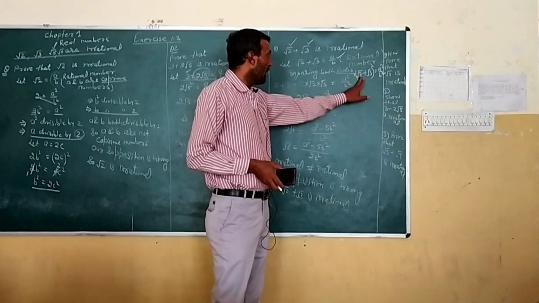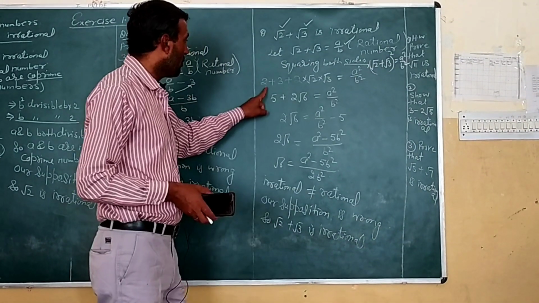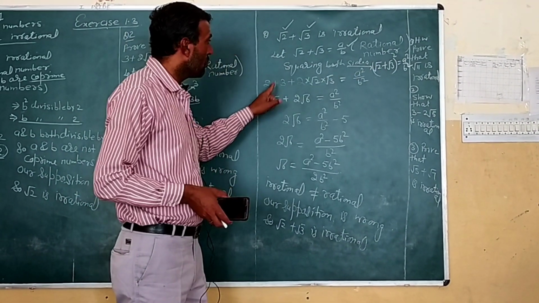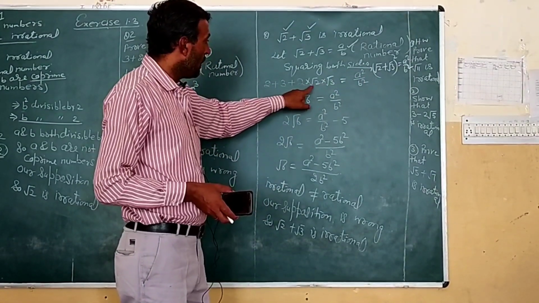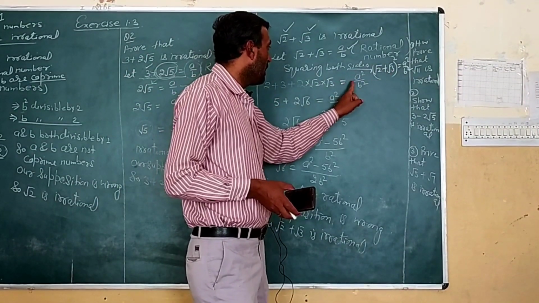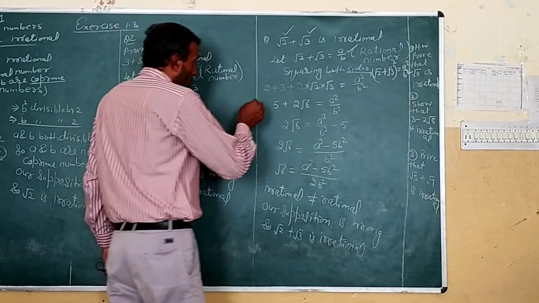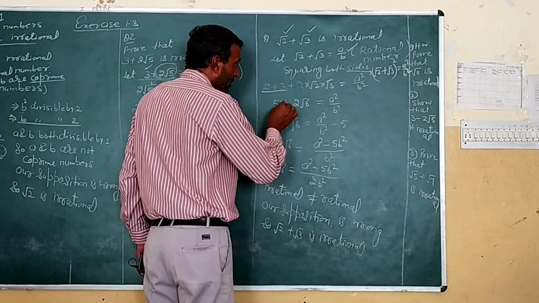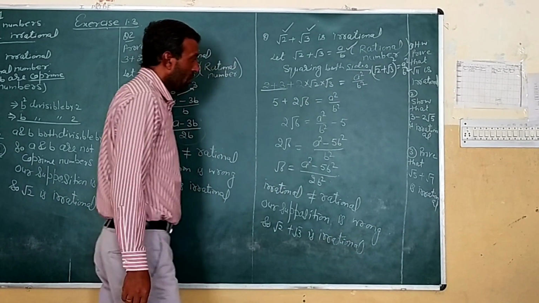Now we have to apply the identity. Root 2 plus root 3 whole square means a square, root 2 square is equal to 2, root 3 square is equal to 3, plus 2ab, 2 into root 2 into root 3, is equal to a square by b square on this side. 2 plus 3, this is 5, and 2 root 2 into root 3, root 6, is equal to a square by b square.